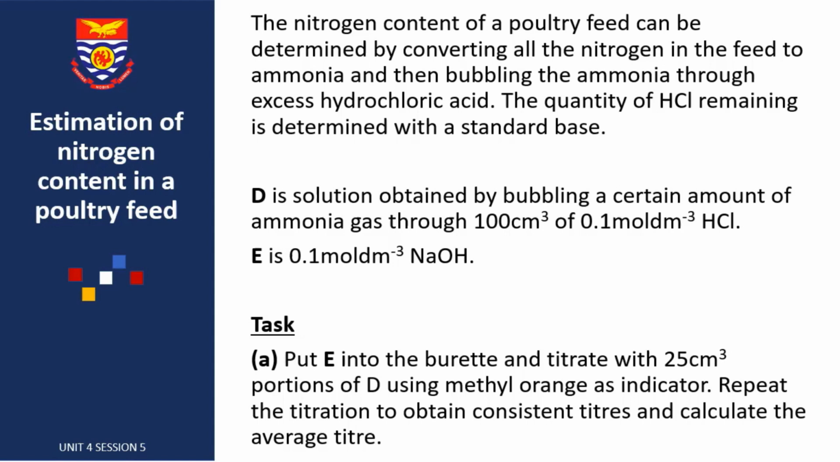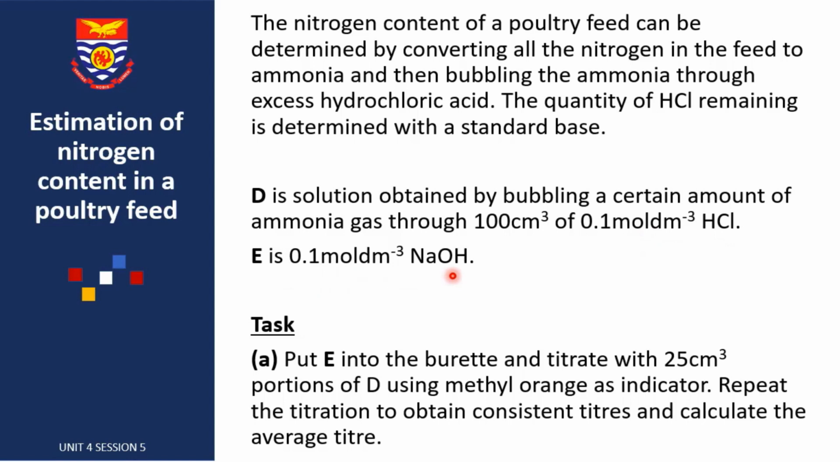The nitrogen content of a poultry feed can be determined by converting all the nitrogen in the feed to ammonia and then bubbling the ammonia through excess hydrochloric acid. The quantity of HCl remaining is determined with a standard base. D is a solution obtained by bubbling a certain amount of ammonia gas through 100 cubic centimeters of 0.1 molar HCl. E is 0.1 molar sodium hydroxide.